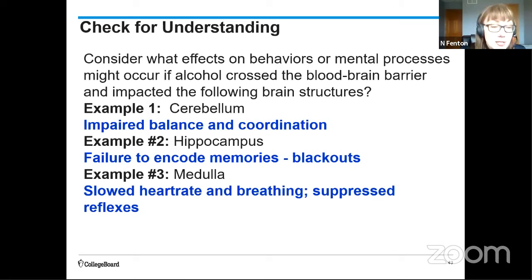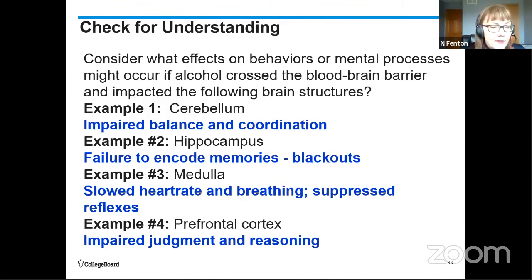If you look at something like the medulla, now this is getting very serious. The medulla regulates heart rate and breathing. So heart rate and breathing would be slowed from alcohol, but if there was enough alcohol to depress the central nervous system activity, that person's heart or breathing could stop, right? So extremely dangerous, and this is the way you would see how an overdose would work with a depressant medication. And finally, we have the prefrontal cortex.